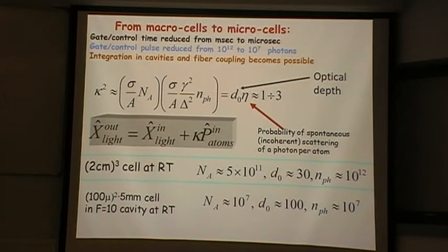And if you reduce the area by 10 to the 4, then you can have the same electric field with 10 to the 4 times fewer photons. And you can also reduce the time that this pulse takes. So instead of milliseconds that we are using with large cells, we can go to microseconds control gate time with microcells. And we can reduce the number of photons. And we can use integration into cavities and fragments.